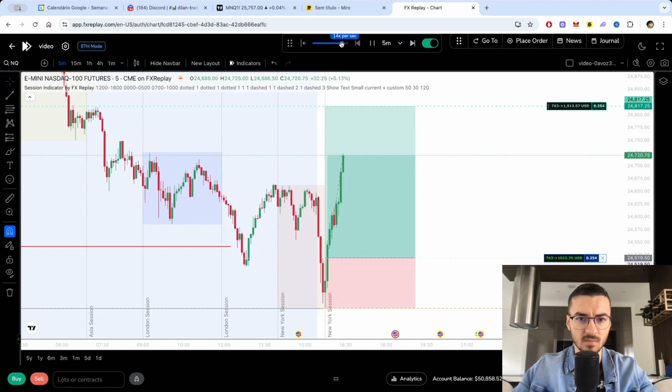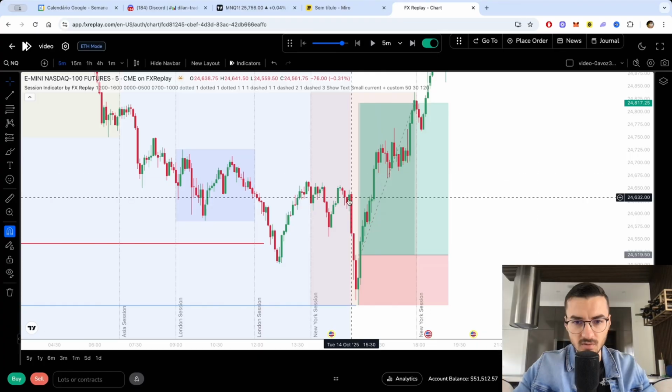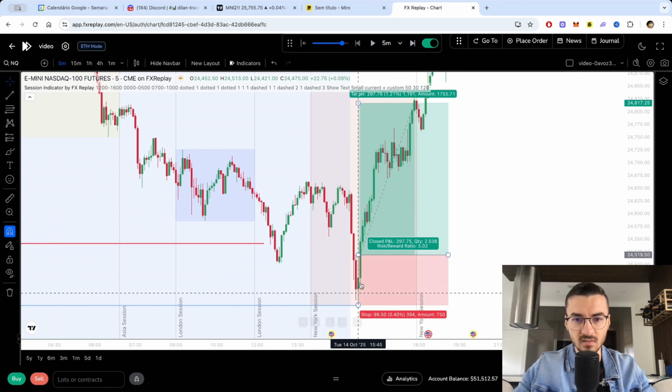And let me speed it up. Boom. TP hit without any problem. This is because the range is an overall consolidation, right? Accumulation. You wait for the market to open, so you have your manipulation, and then you have your distribution. As you can see, big sell in order to buy.